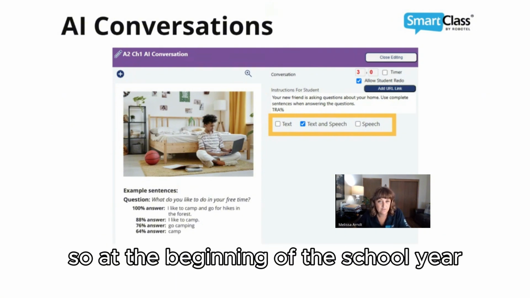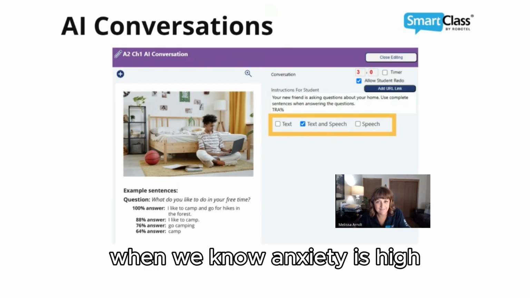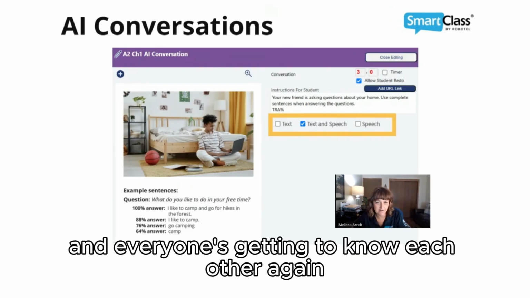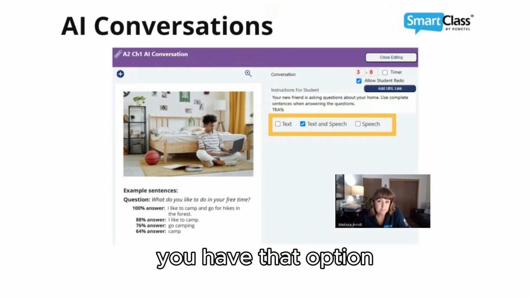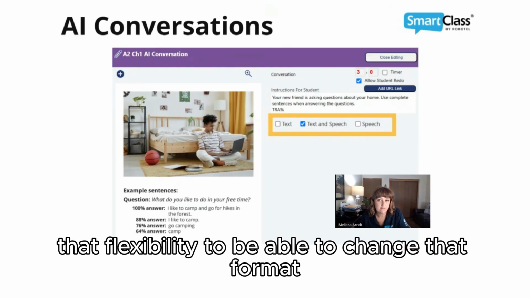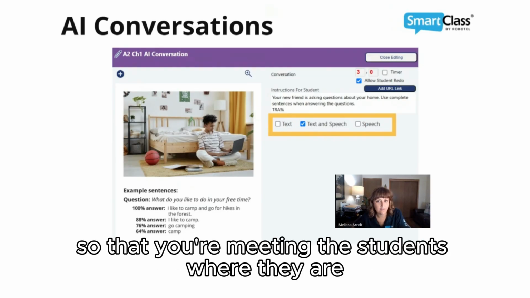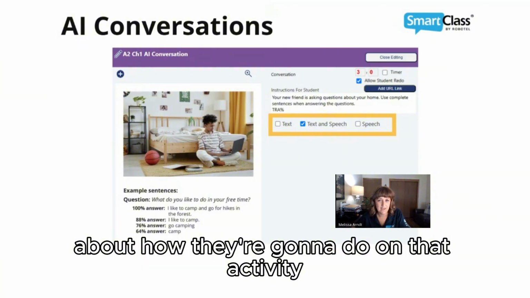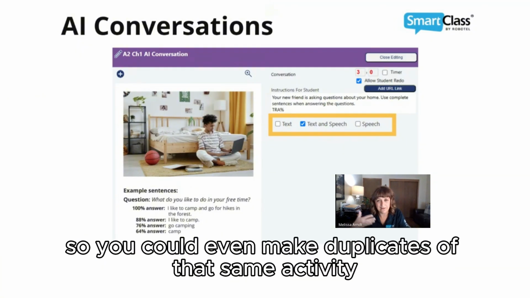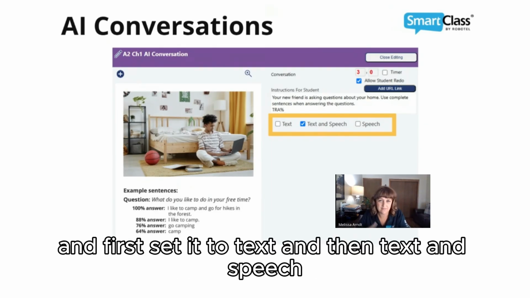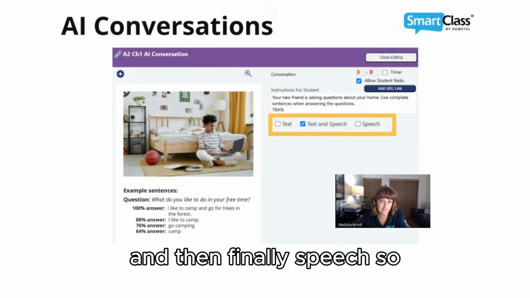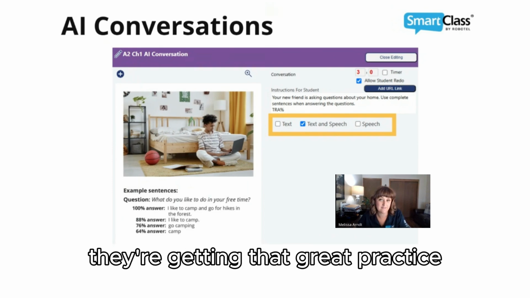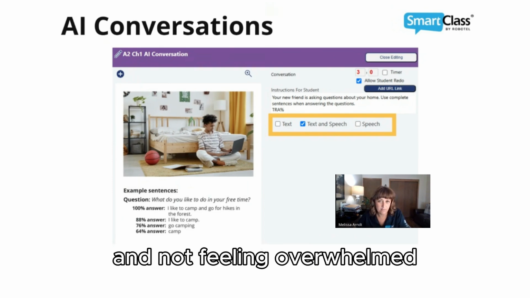So at the beginning of the school year, when we know anxiety is high and everyone's getting to know each other again, you have that option, that flexibility to change that format so that you're meeting the students where they are, and that they don't feel worried or stressed about how they're going to do on that activity, but that they can ease into it. So you could even make duplicates of that same activity and first set it to text and then text and speech and then finally speech. So they're getting that great practice and not feeling overwhelmed.